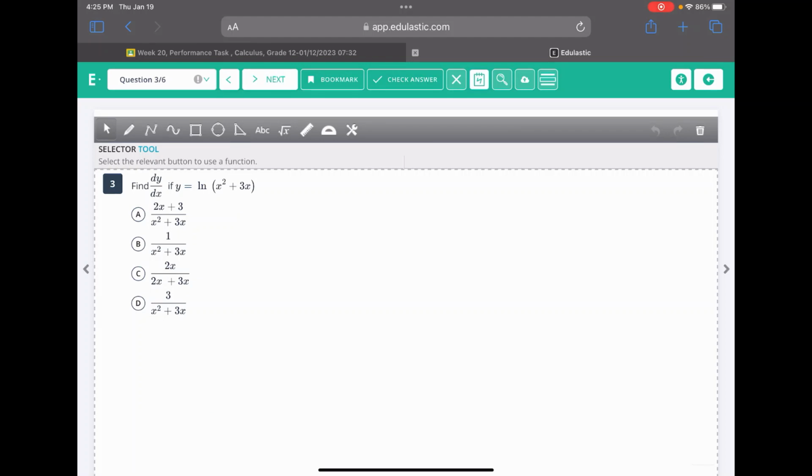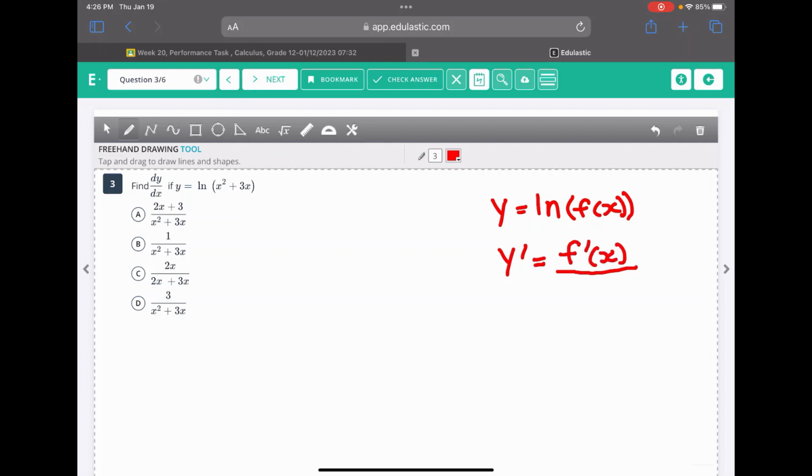Find the derivative of y equals ln, and then in brackets, x to the power of 2 plus 3x. Now, again, there is another formula for this, and it basically states that when y is equal to ln f of x, then when we want to find y prime, or the derivative, we're going to have a fraction. The numerator, the top of this fraction, is going to have the derivative of f of x. So it's going to be f prime of x, and then on the bottom, we're just going to have the original f of x. And that's the formula we're going to follow.